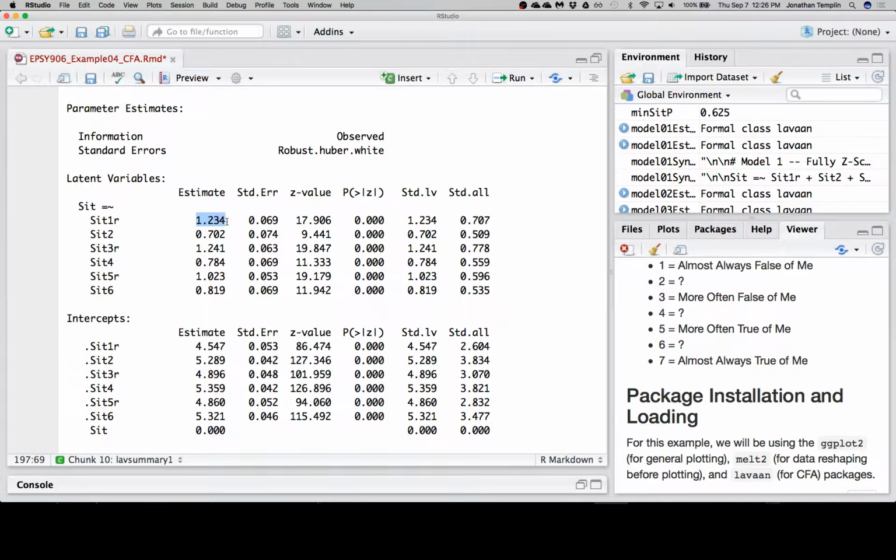All three of those types of tests are asymptotically equivalent, meaning the bigger your sample size, the more they should converge to the same number.